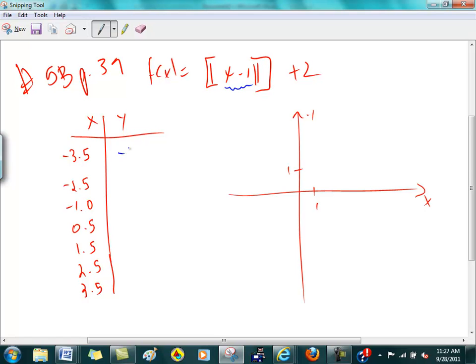Negative 3. And then you put negative 2.5 in there. So you get negative 3.5, the greatest integer that's less than negative 3.5. Negative 4 plus 2, negative 2. So you can see what's happening here. So when it's 3.5, it's negative 3. So here's 1, 2, 3, okay? And so it's going to be there.